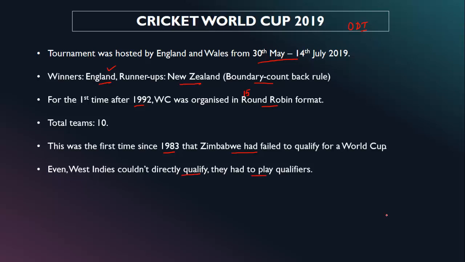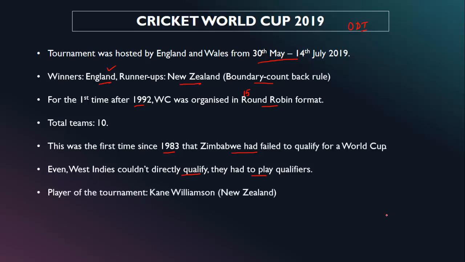So friends, what happens is various teams who have certain points in the ICC points table are not required to play in a qualifier match. They qualify directly. But this time West Indies couldn't qualify directly. They had to play a qualifier match to qualify for the World Cup.